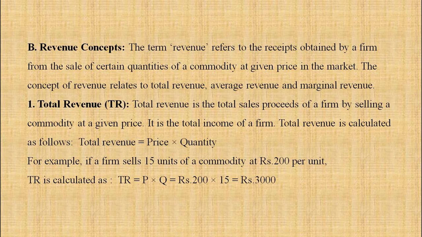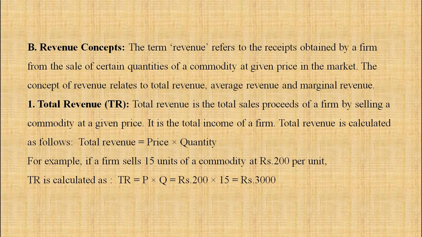Now the next, revenue concept. Like cost concepts, revenue concepts also are very important. The term revenue refers to the receipts obtained by the firm from the sale of a certain quantity of commodity at a given price in the market. There are three types of revenues: total revenue, average revenue, and marginal revenue. Number one, total revenue. Total revenue is the total sale proceeds of a firm by selling a commodity at a given price. It is the total income of the firm.